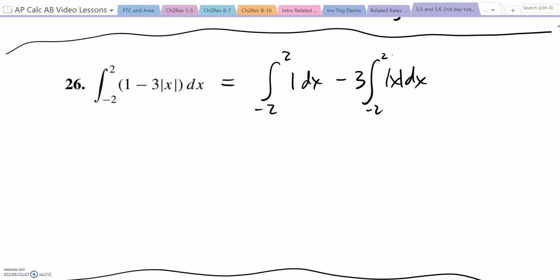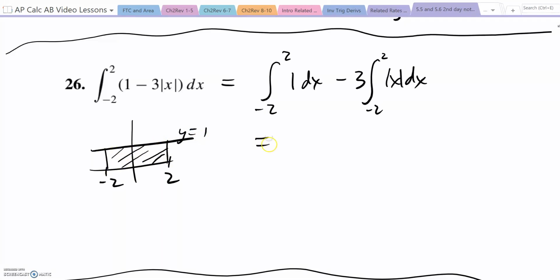All right, so I know how to graph a 1. That's pretty easy, from -2 to 2. Here's -2 to 2. And here's the function y equals 1. If I were to just kind of enclose that right there, I can easily find that area. So that would be a base of 4 and a height of 1. So that would be 4 times 1. Minus 3 times, let's see, the absolute value of x.